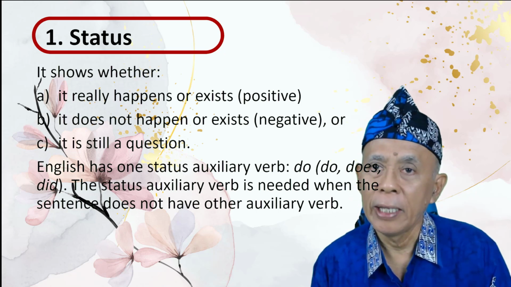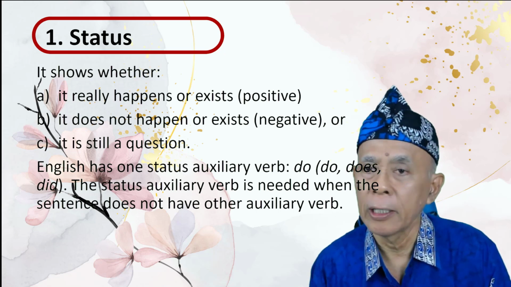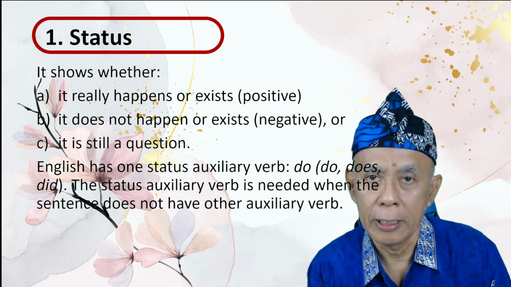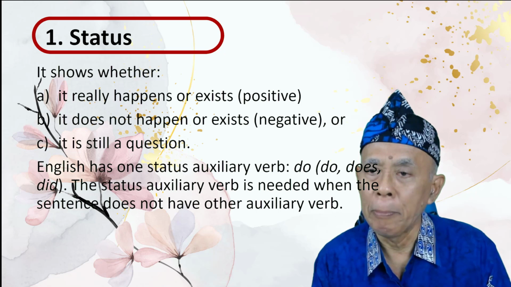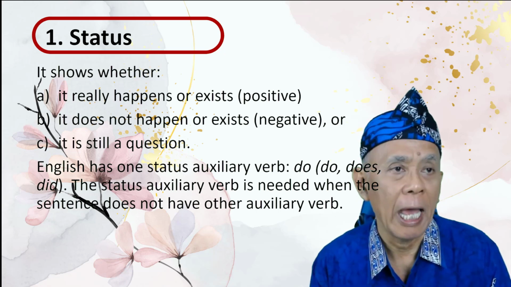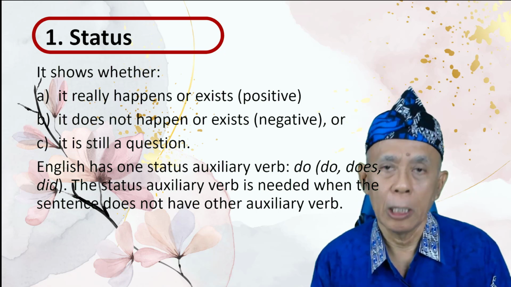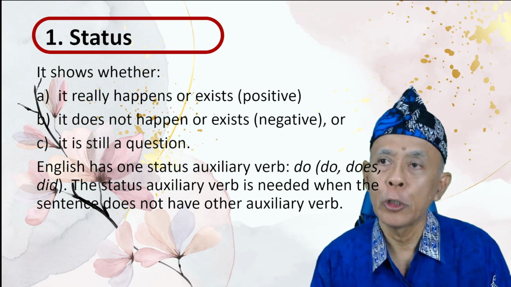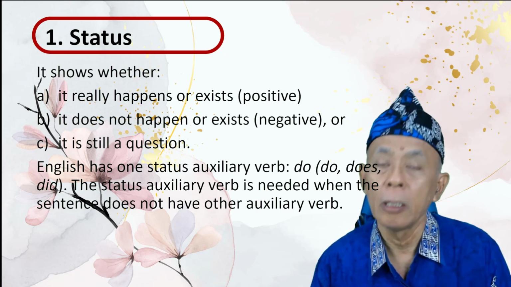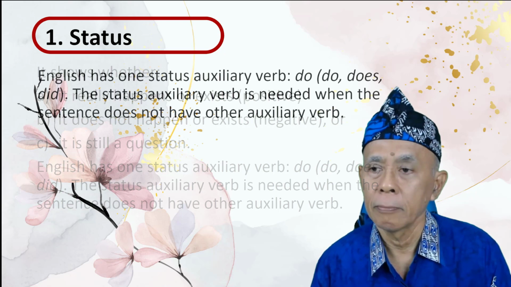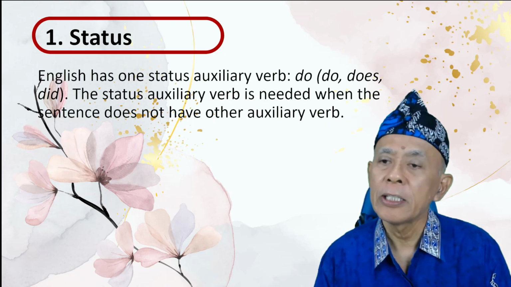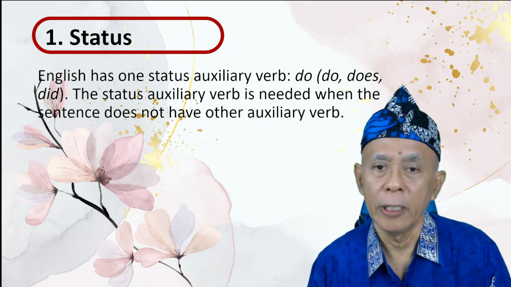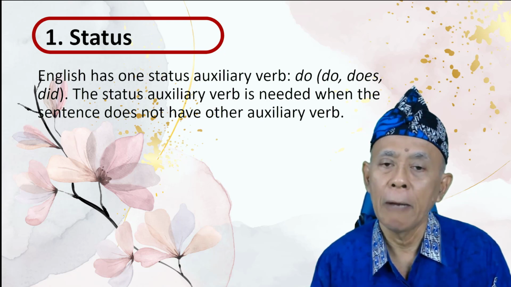So the action, process, or state can really happen or exist. It may not happen, or it doesn't exist, or it's still a question. So that's a function of status. It shows the status of the action, process, or state. English has one status auxiliary verb, namely do. Here we have do, does, and did.